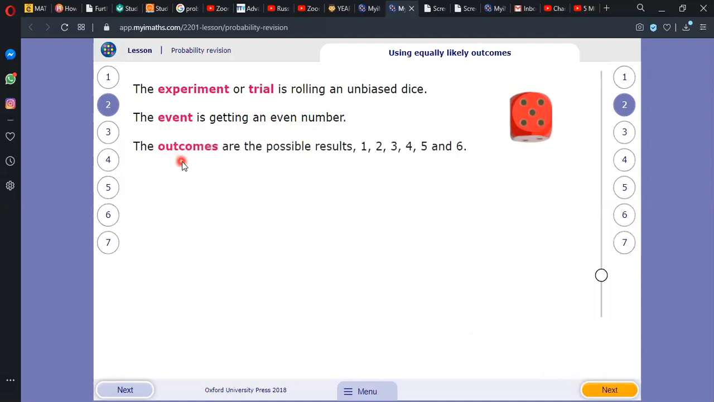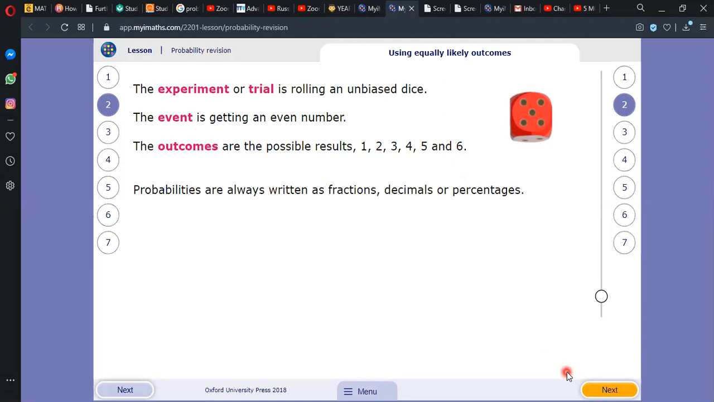Now the outcomes. The event is getting an even number, then the outcomes are the possible results. We can have outcome for an event, and we can have outcome for an experiment. The possible outcomes for the dice is definitely 6, but the successful outcomes are the even numbers, which is 2, 4, and 6. Probabilities are always written as fractions, decimals, or percentages. Let's take note of that.